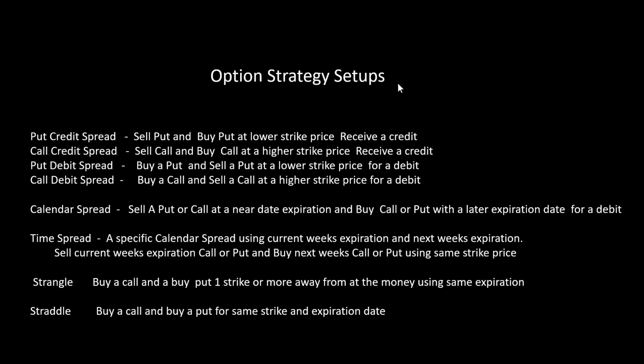All right, so these are basic option strategy setups here. And if you've been trading options, you probably know these things. But put credit spreads, you sell a put and buy a put at a lower strike price, and you receive a credit. That's why it's called a credit spread. A call credit spread, you sell a call and buy a call at a higher strike, receive a credit. Bearish strategy, bullish strategy. A put debit spread, you buy a put and sell a put at a lower strike price for a debit. All right, that's bearish. Call debit spread, buy a call and sell a call at a higher strike price for a debit. Bullish. All right, so those are your credit and debit spreads.